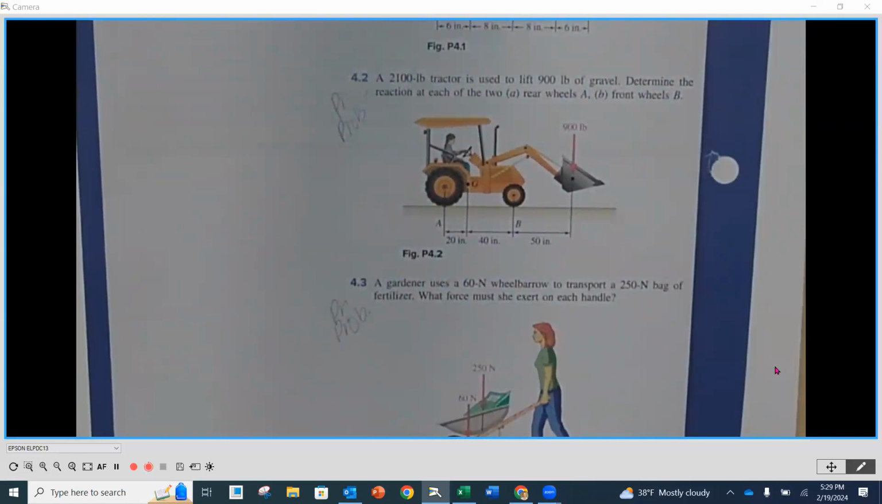And it's still going to have the same net effect on the body. Do you remember what that's called? The principle of transmissibility.